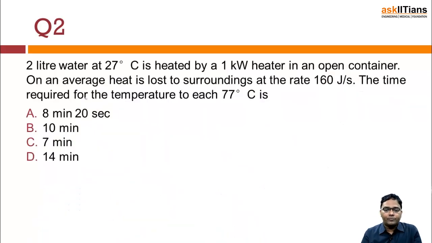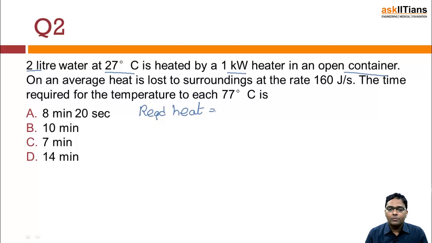This is quite easy. It says 2 liter water at 27 degrees centigrade is heated by a 1 kilowatt heater in an open container. First, let's try to understand how much heat is required. The required amount of heat is going to be equal to m s delta T, that is what we know. For this case, the specific heat of water is 4.186, or 4.2 to be precise.